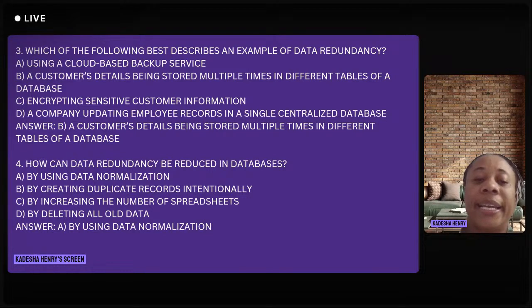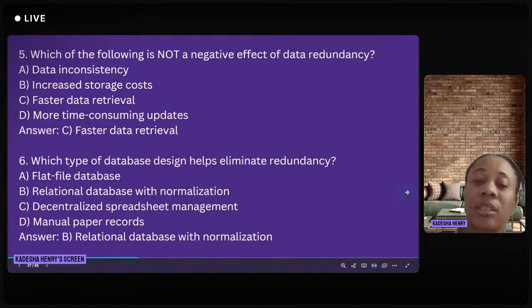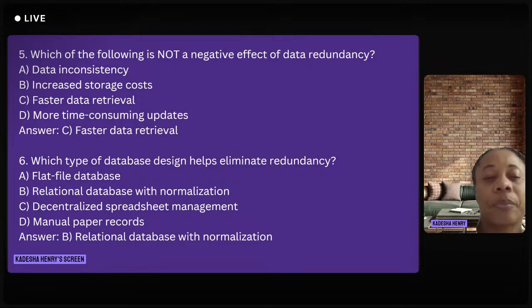A, by using data normalization. B, by creating duplicate records intentionally. C, by increasing the number of spreadsheets. D, by deleting all the data. And we can reduce this redundancy by using data normalization, which will reduce some amount of data redundancy.